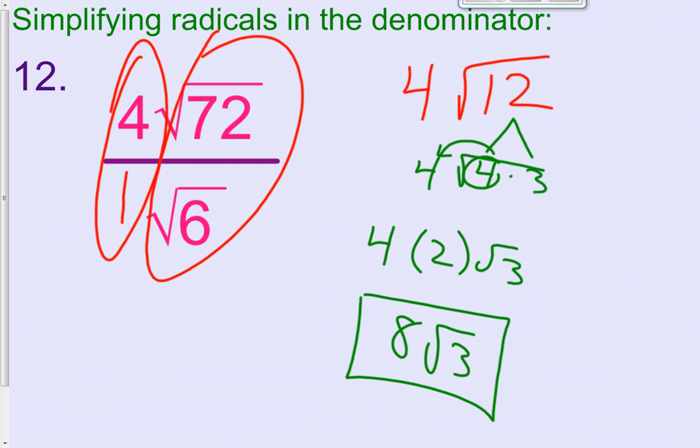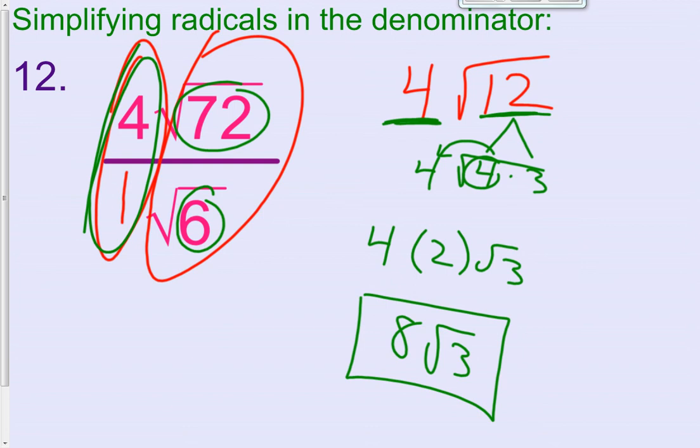Let's review that one more time. We divide the coefficients. So 4 divided by 1 is 4. You divide the radicals. So 72 divided by 6 is 12. So you get the square root of 12. And then we break down that 12. Our final answer, 8 square root 3.